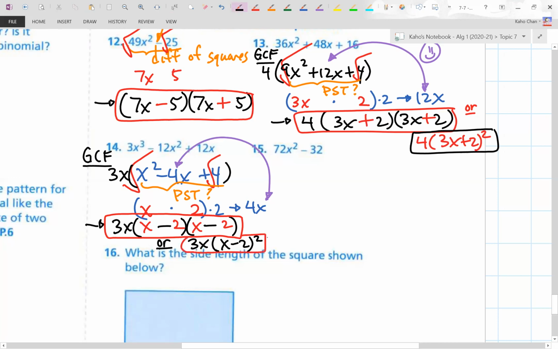Whew, almost done. 15 is a binomial. Can I squeeze out something from that 72 and 32? Oh, multiplication tables are important here. Take out a, let's see, 2, 3, 4, 5, 6, nope, 7, 8. 8 works? Oh, wow, that's crazy. Take out an 8. That leaves you with 9x squared minus, oh, there it is, difference of squares.